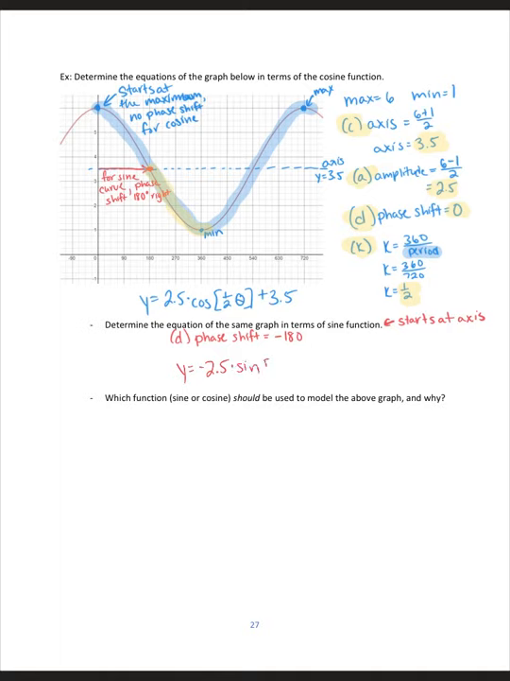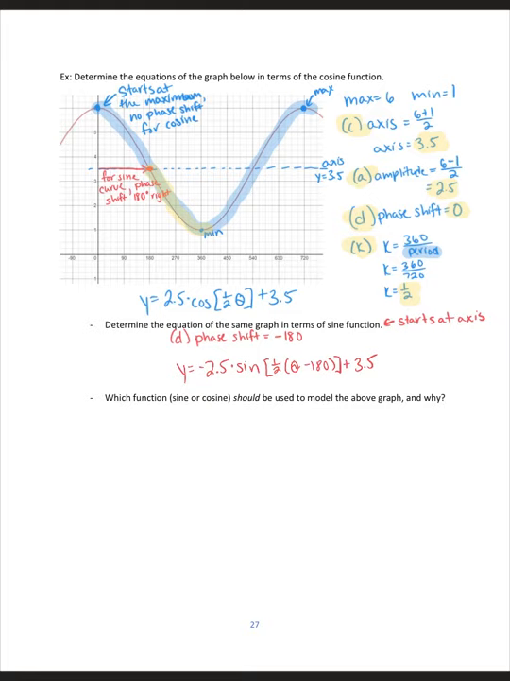So sine, and then my k value remains the same, 1/2. But now we have a phase shift. So we're going to have theta minus 180. And then plus that axis, or vertical shift, of 3.5.